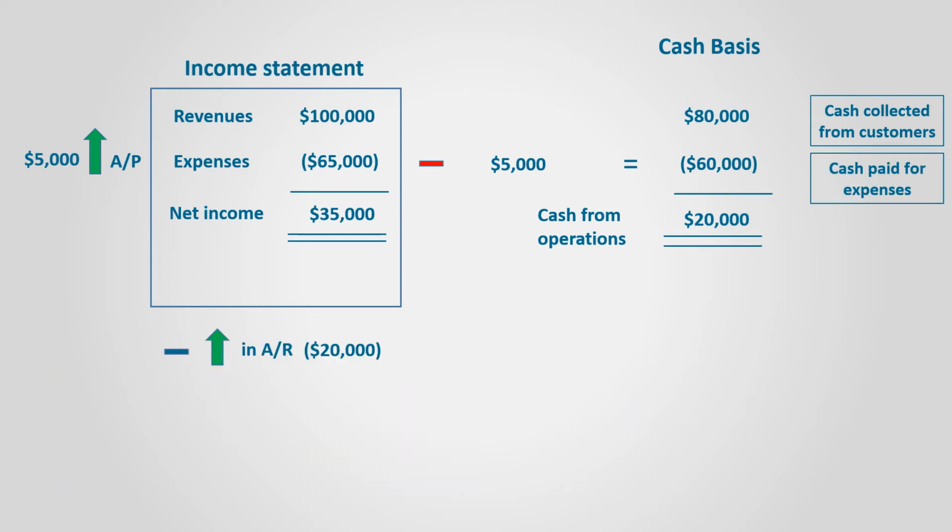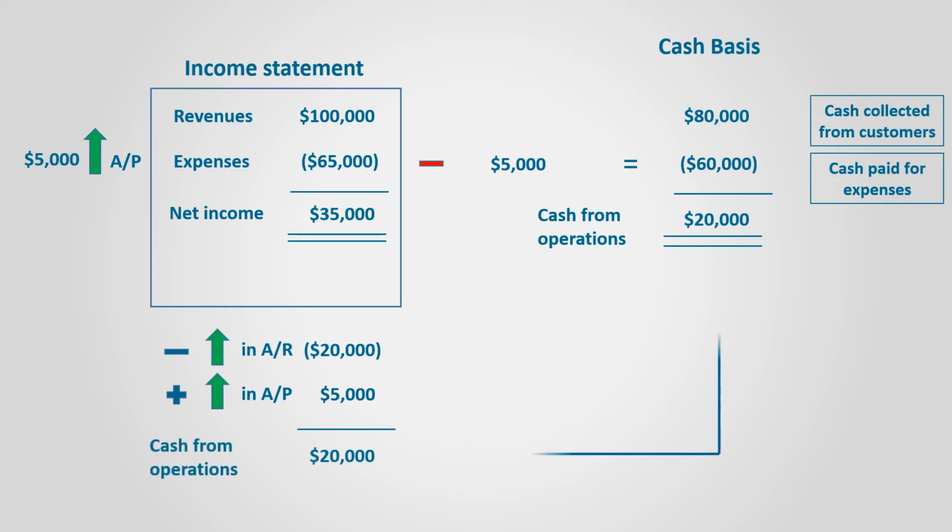To adjust the net income, we will add back the $5,000 to the net income figure, which was previously deducted in the $65,000 of expenses as it was not paid. So the adjusted net income figure now matches the operating cash flows.